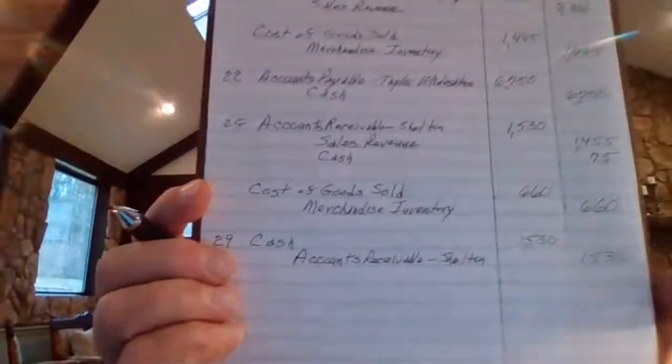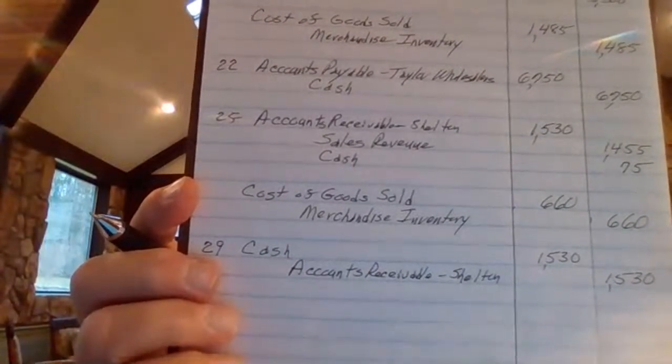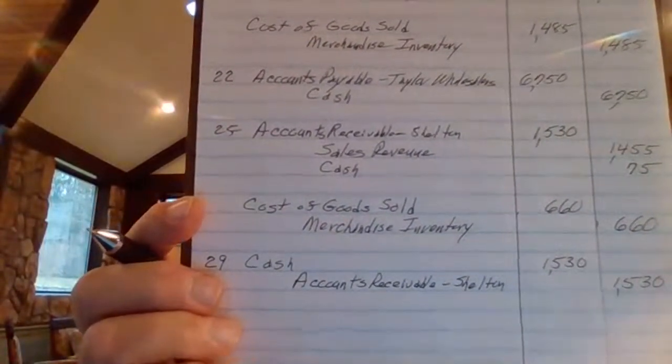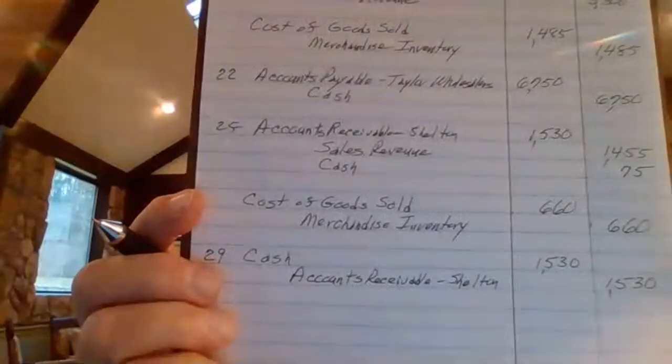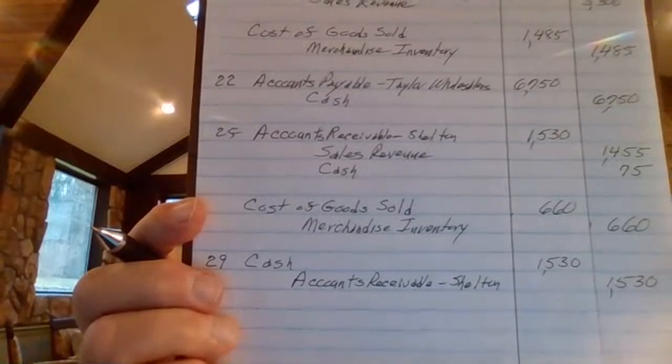Straightforward, simple entry, picking up the cash with the debit to cash and recognizing the fact that they made good on their promise to pay us $1,530 by reducing the accounts receivable with a credit.